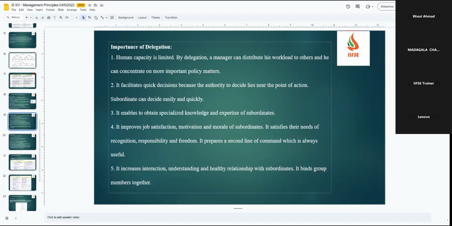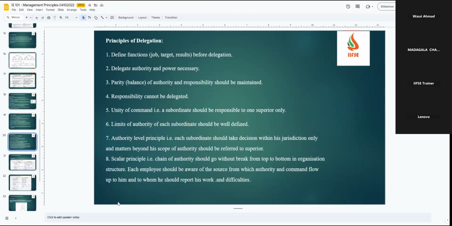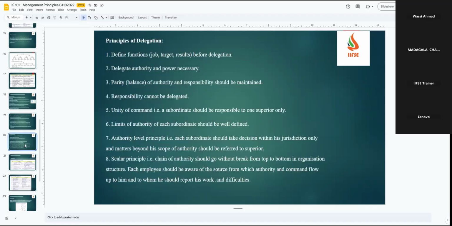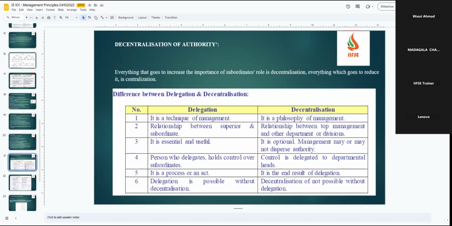Then we talked about the importance also, if I'm not wrong. Okay. Then we talked about principles of delegation. I think we have not yet discussed the difference between delegation and decentralization. Okay. Fine. Let me start from here.